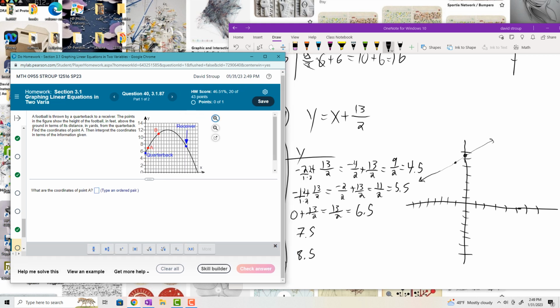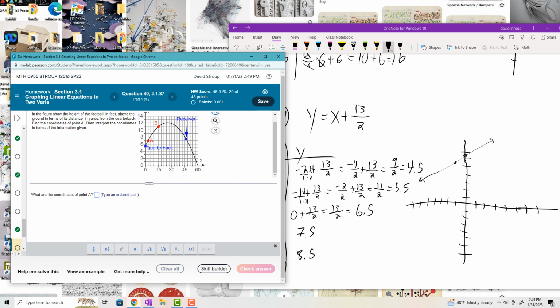So I'm going to zoom in a little bit so you can see the coordinate better. So it looks like it's not sure what the tick marks are on the bottom, right? Maybe it's going by fives, maybe it's going by ones. 1, 2, 3, 4, 5. So that don't seem right. 5, 10, 15. That don't seem right. Anyways, what do they want? The coordinates of point A.